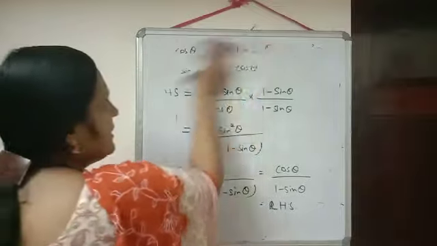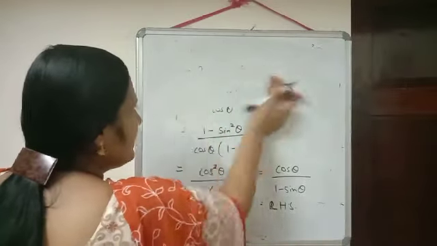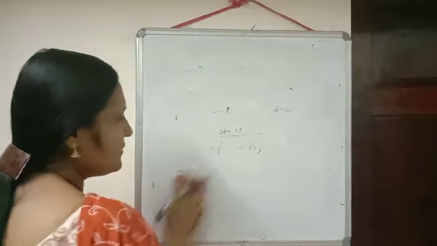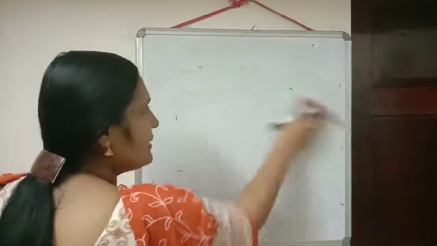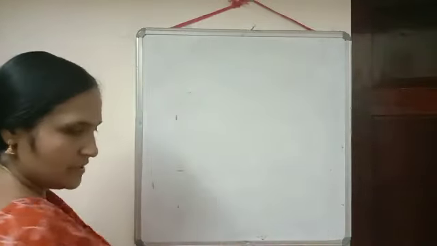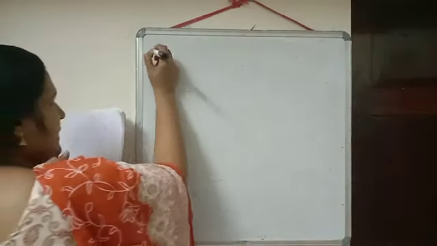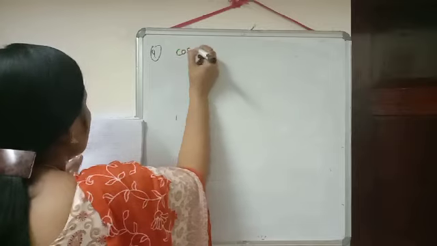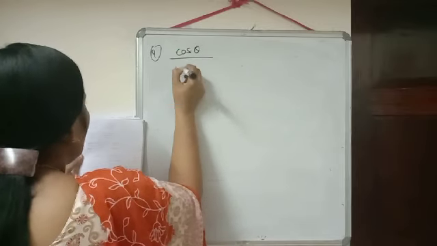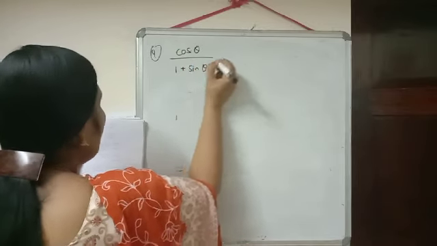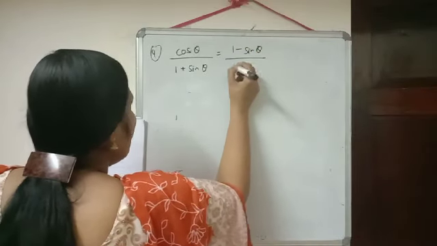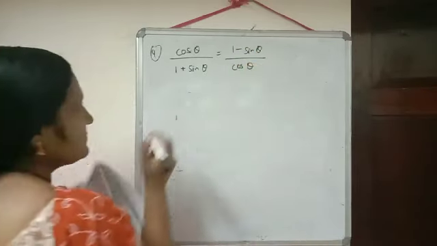Now all of you write down the next question. Question number 9 is, here so many questions are there related to trigonometric identities. In that, first we will do the simple questions. Write down. Next one is question number 9. Prove that cos theta by 1 plus sin theta is equal to 1 minus sin theta by cos theta.